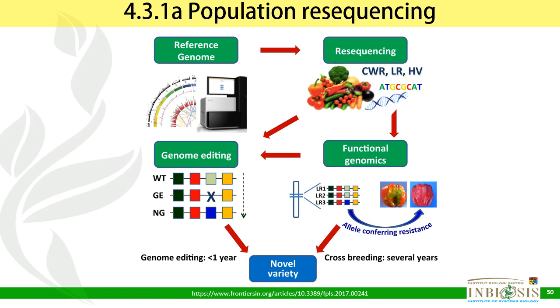Population resequencing is important to capture genetic diversity in crops which is not present in the reference genome. So one reference genome is not sufficient to cover all the different varieties. Hence, with resequencing to cover the varieties, genome editing can be targeted.